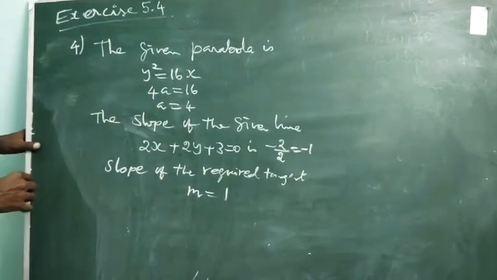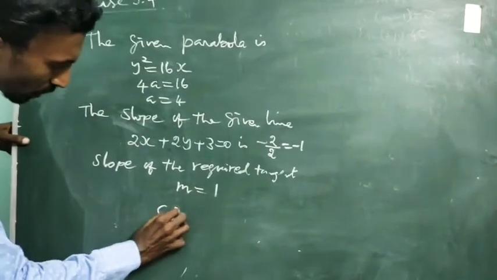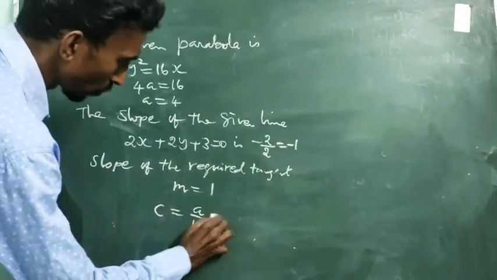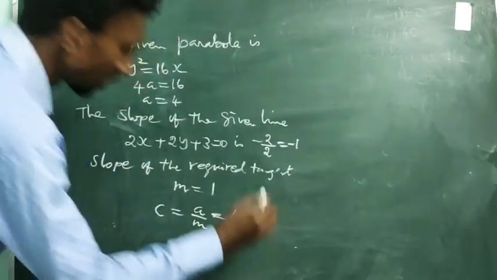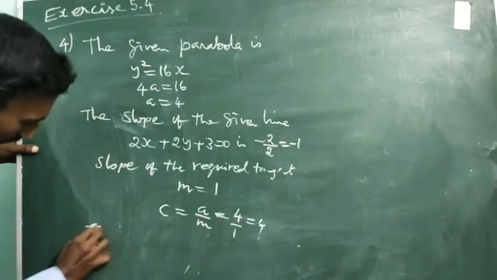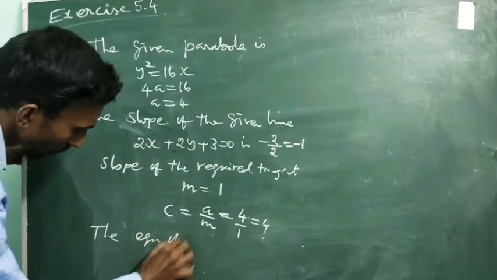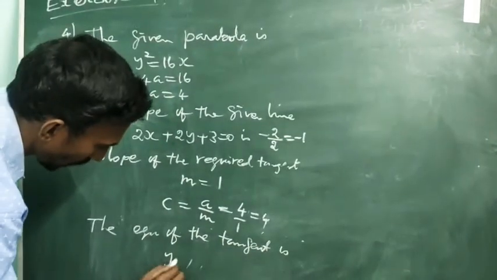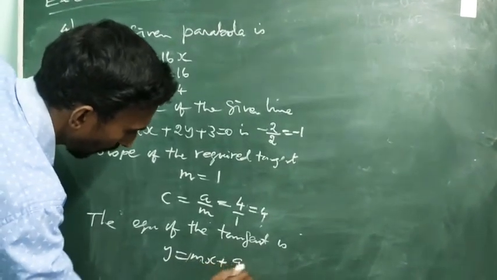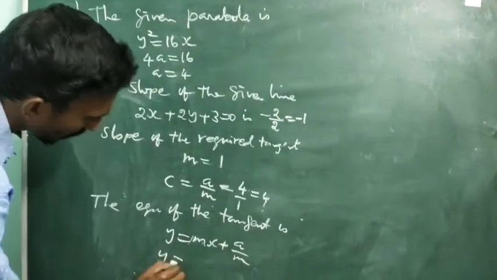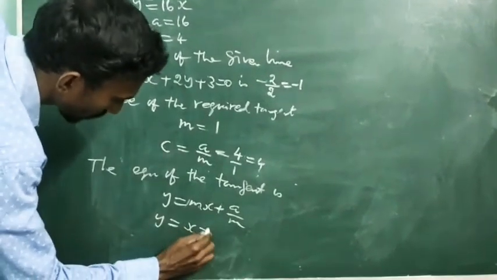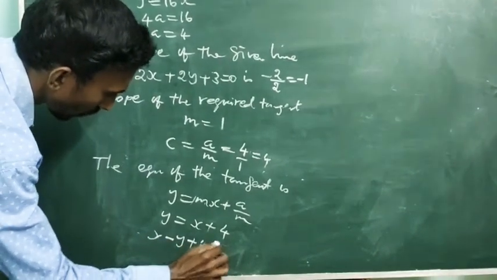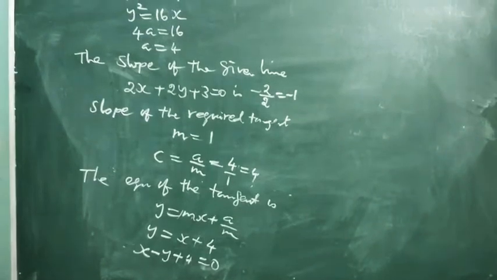So what is the condition of tangency for a parabola? C equal to a by m. So 4 by 1, that is 4. So c equal to 4. The equation of the tangent is y equal to mx plus a by m. So y equal to, m value is 1, x plus 4, or x minus y plus 4 equal to 0. This is the required tangent.